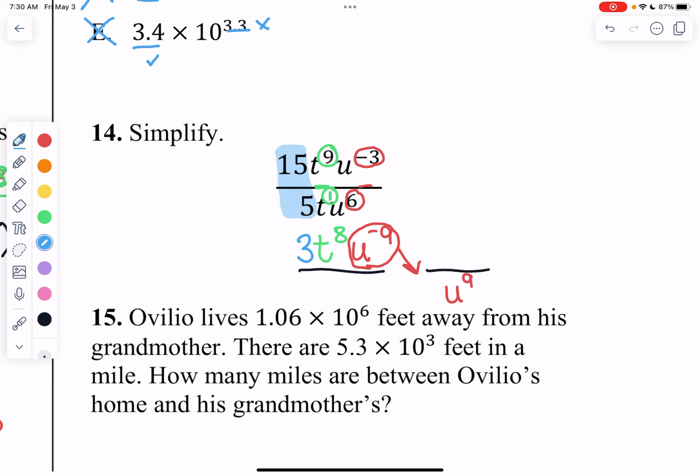3 did not have a negative exponent. It stays on top. T did not have a negative exponent. It stays on top. All right, last question, people.